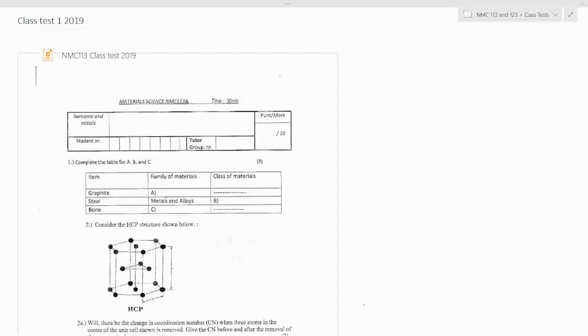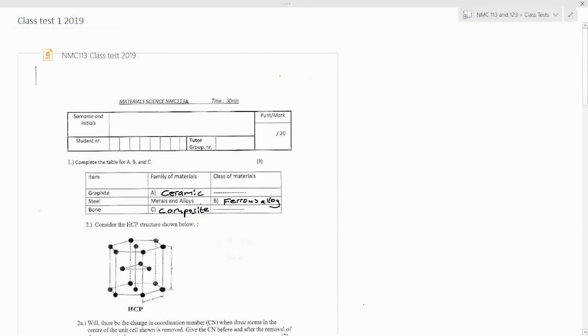So the family of materials for graphite: graphite is a ceramic material. The class of materials for a steel is a ferrous alloy, and a bone is a composite.